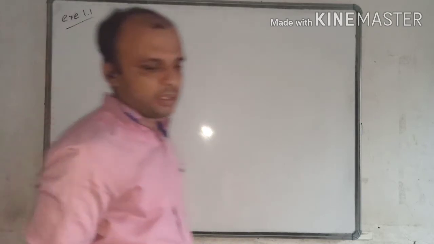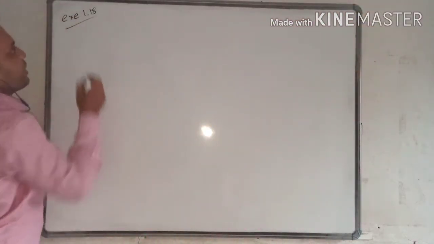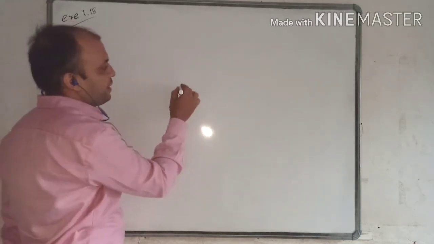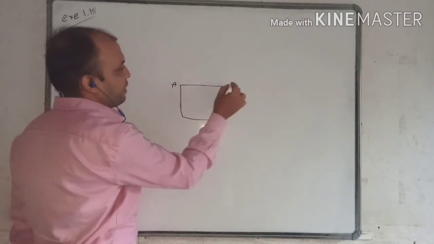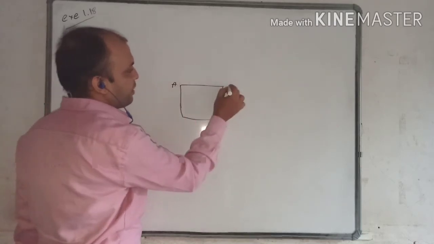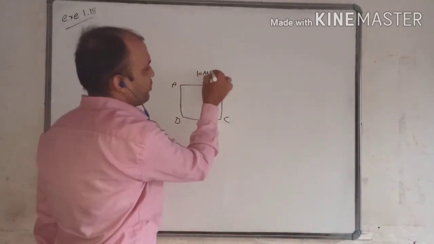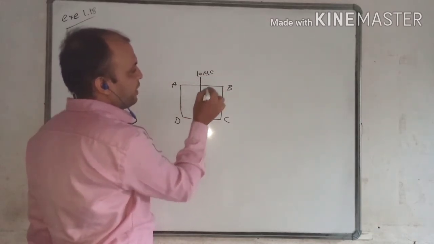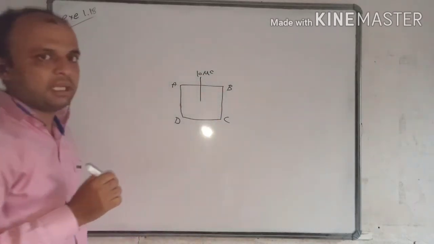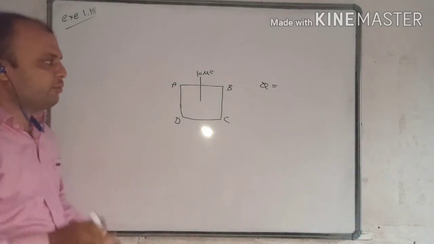Okay, now we will see exercise 1.18. In exercise 1.18, we have one square, and actually 10 microcoulomb is placed exactly 5 centimeter away from the center of this square, and we have to find the flux through the square.